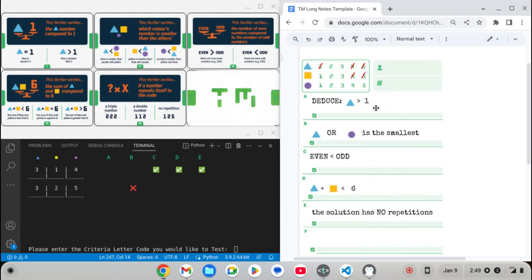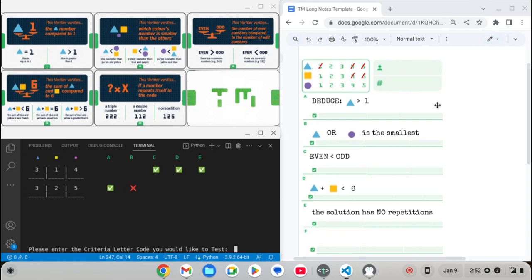So let's go ahead and test A, even though I said I deduced it. So let's see. Okay, so yes, it is true. Triangle is not 1. Okay, so it does approve my triangle value of 3 being greater than 1. So yes, it is true. So this deduction did play out correctly. So we can cross out the 1. So yeah, it would seem then it would be 2, 3, 5.